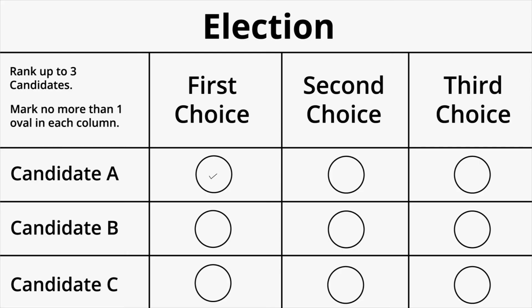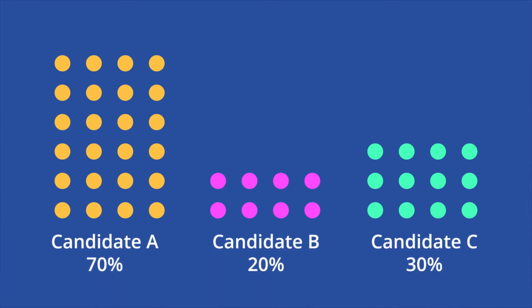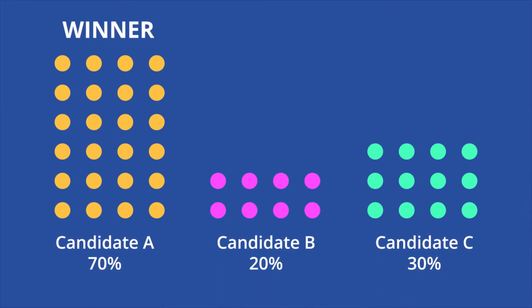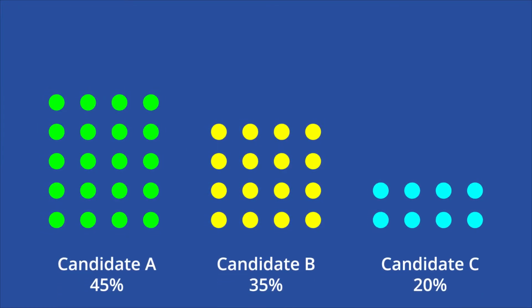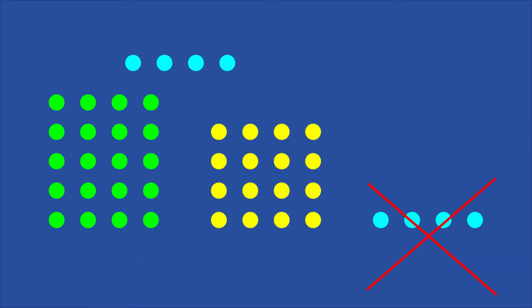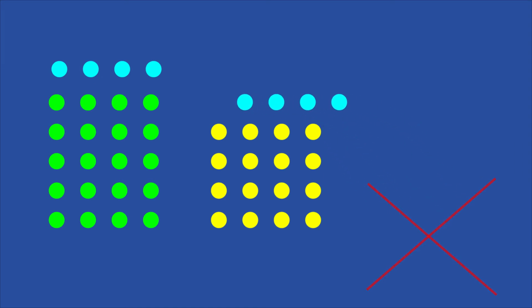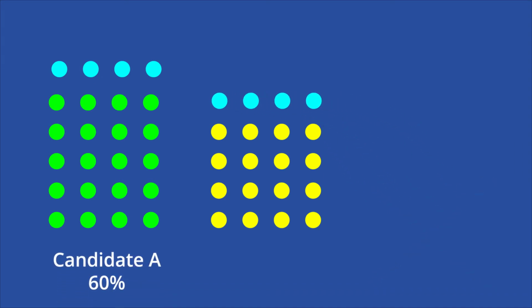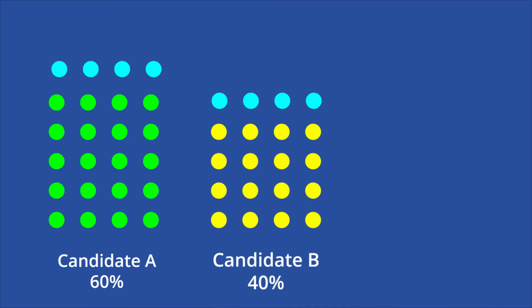RCV in a single winner election involves several steps. First, when casting their ballots, voters rank all eligible candidates by preference. If a candidate receives an outright majority of first-choice votes, over 50%, they win. If no candidate gets a majority, the candidate with the fewest first-choice votes is eliminated. All the first-choice votes for the eliminated candidate get redistributed to whoever those voters listed as their second choice. Those votes are counted to see if any candidate now has over 50% of the first-choice votes. This process is repeated until one candidate has a majority.